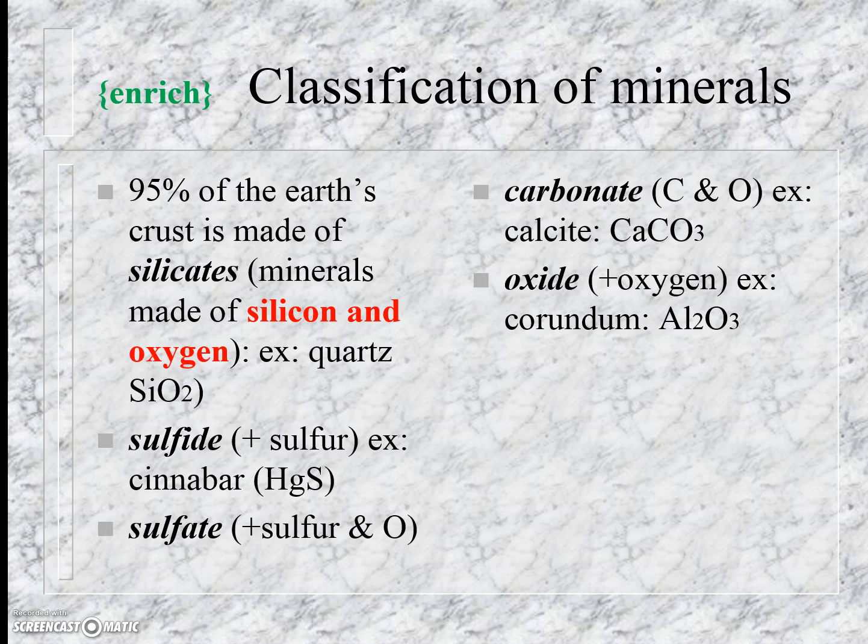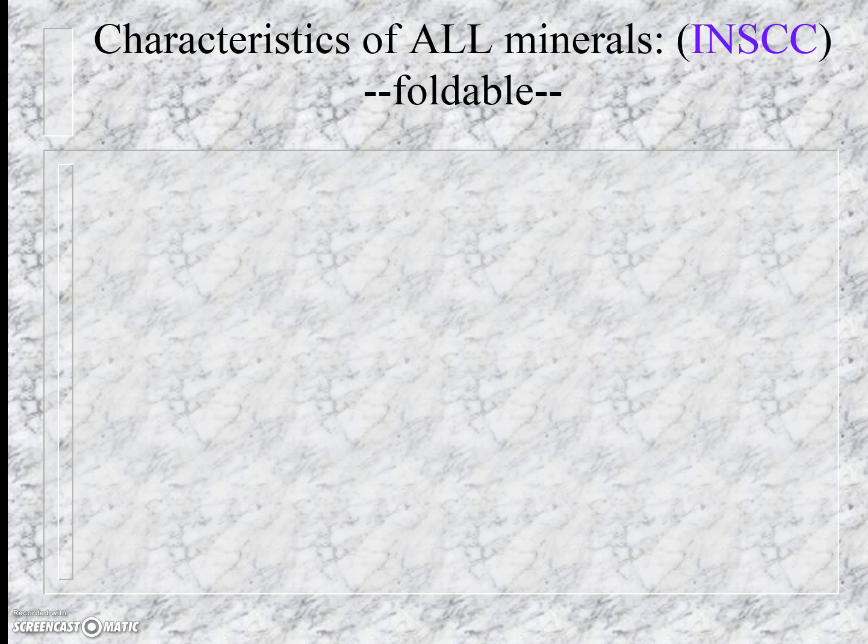Sulfide is another group of minerals, and these are made of sulfur. Sulfite is made of sulfur and oxygen. Carbonate is carbon and oxygen, and your example is calcite, which is just a compound of those two elements put together. And oxide is oxygen, okay? Corundum is your example for that one, with its chemical combination. Halide is also another one, and that's just salt.